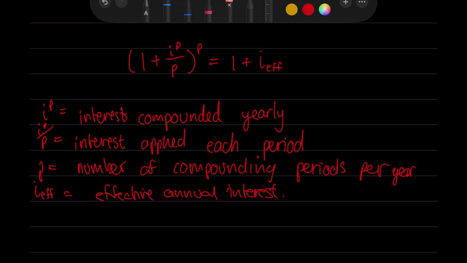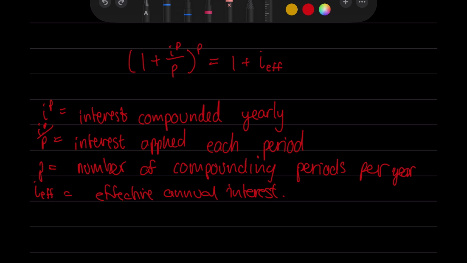On the left, we've got your nominal interest rate, and on the right is your effective interest rate. IP is your interest compounded yearly. IP over P is your interest applied each period. And then the P, this is just the number of compounding periods per year. And then on the right-hand side, we've got our effective annual interest rate.